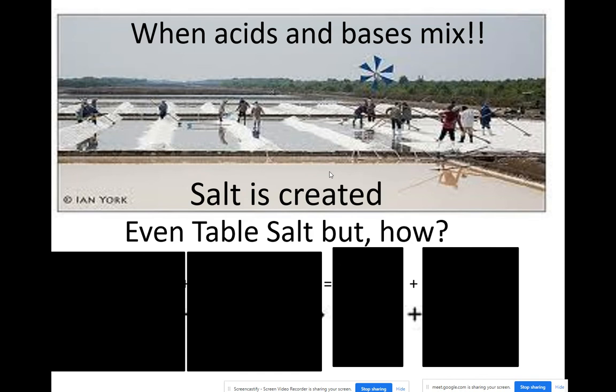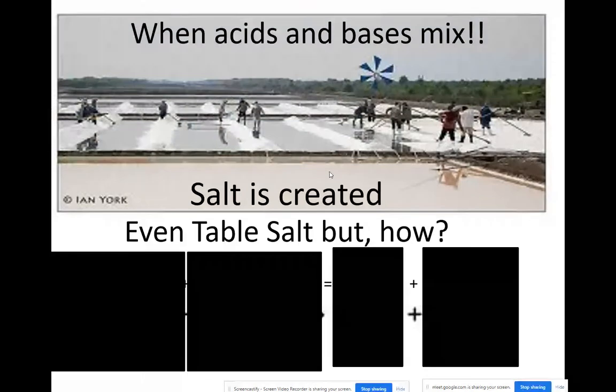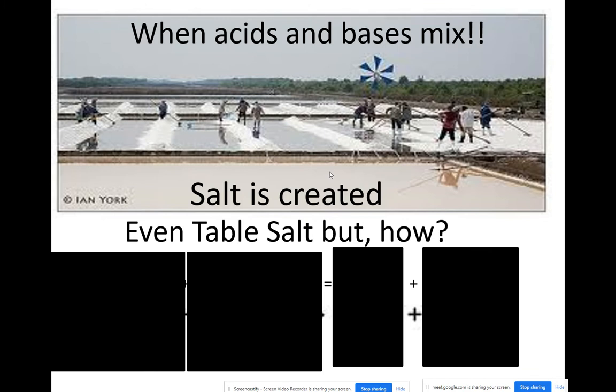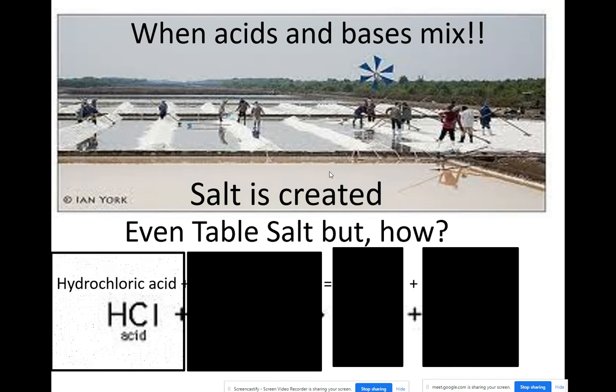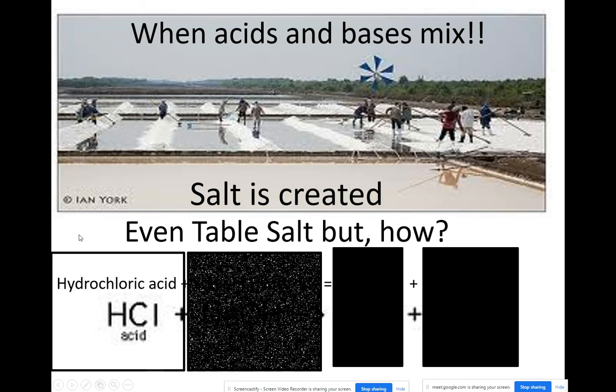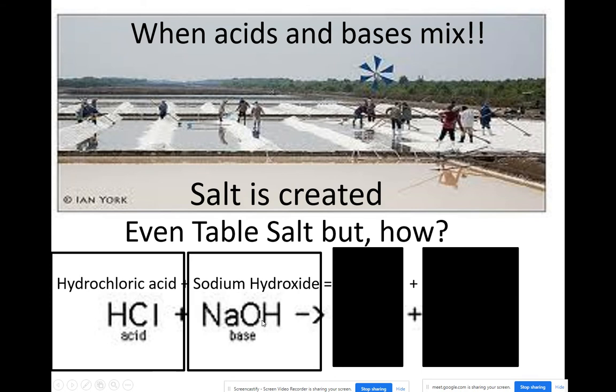Now, have you ever noticed that there's that crumbly stuff? If you move it around enough, you do have salt created. Both of those are relatively weak acids and bases, so you don't have as much salt. But here's kind of how that happens. You have hydrochloric acid. That's what they're using out here. HCl, hydrochloric acid. And then you add NaOH, which is sodium hydroxide. It's a base.